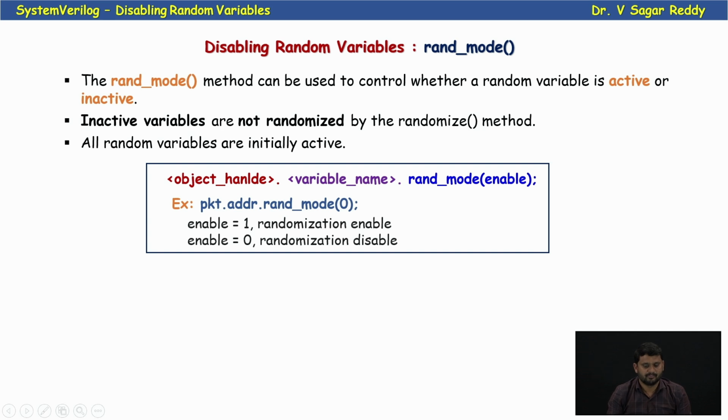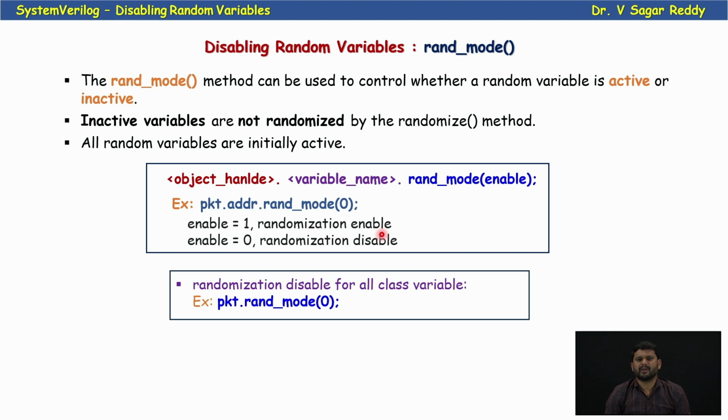So see in this example, this is the syntax to make a random variable active or inactive. It takes an object handle and a variable name, and rand_mode is an inbuilt function. In the example, pkt is the handle, address is the random variable name, and rand_mode(0) disables randomization, so that variable is inactive. If it is 1, the random variable is active.